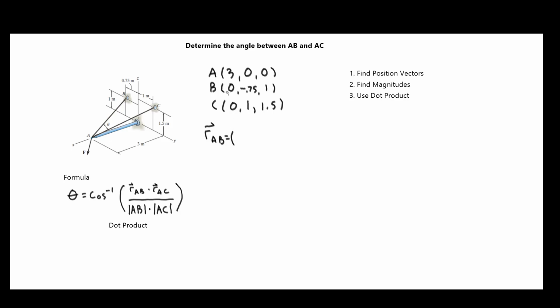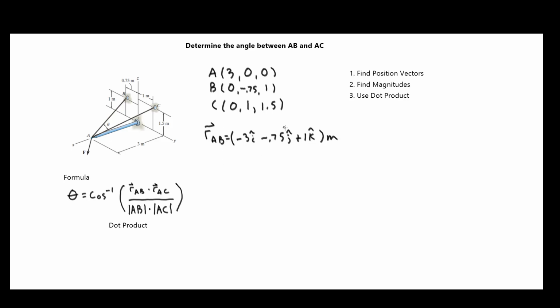In this case, since B is the head, which would be here, we just need to subtract these A values. So 0 minus 3 is a negative 3, which gives us negative 3 in the I direction. And then negative 0.75 minus 0 is just negative 0.75 in the J direction. And then 1 minus 0 is 1. And don't forget to put your units, which in this case is meters.